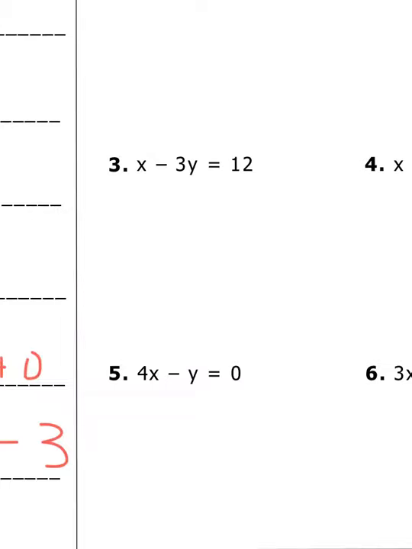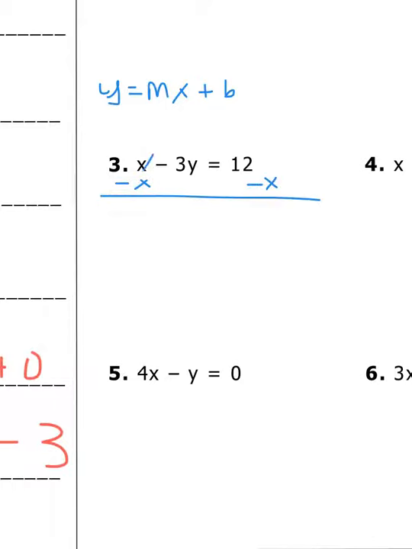Alright, let's look at number 3. In this one, our goal is to get it in the same form as y equals mx plus b, to look something like that. So we want to get y by itself. To do that, we're going to subtract x from both sides.